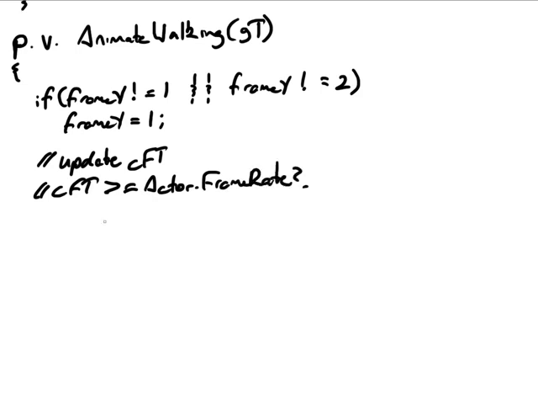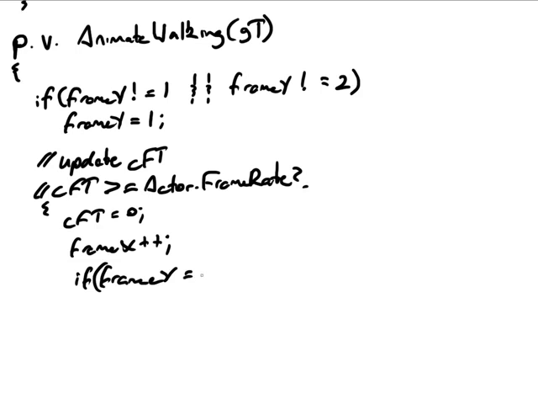And if it is, then we'll set current frame time equal to 0. Boom. We'll say frame X plus plus. And if we have gone over the limit there, then we'll say if frame X or frame Y is equal to 1, then we'll say frame X plus plus.